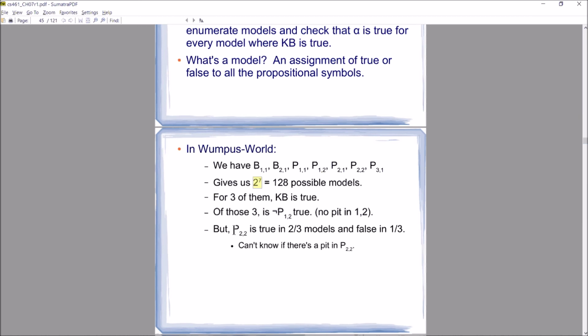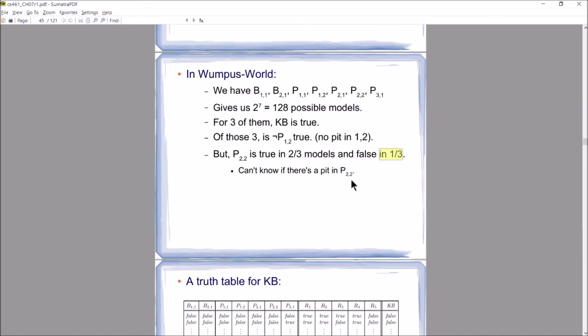So what that means is, since P22 being true is not the case in all possible worlds, you can't possibly know that there is a pit in 2-2 or that there's not a pit in 2-2, because logically it's possible that it could exist in a third of the worlds. You don't have enough information to determine it conclusively.